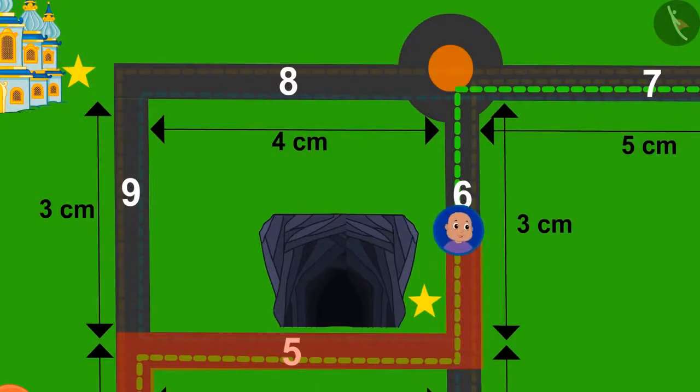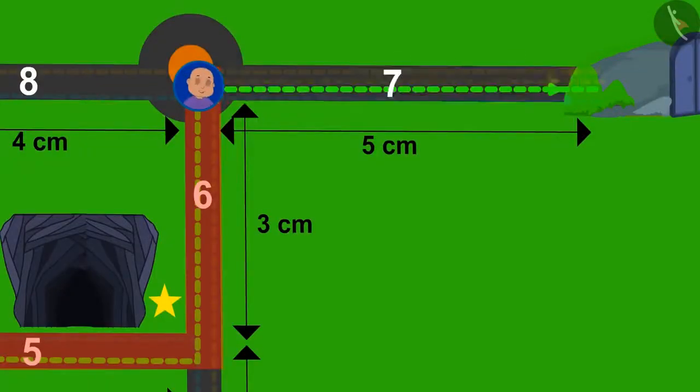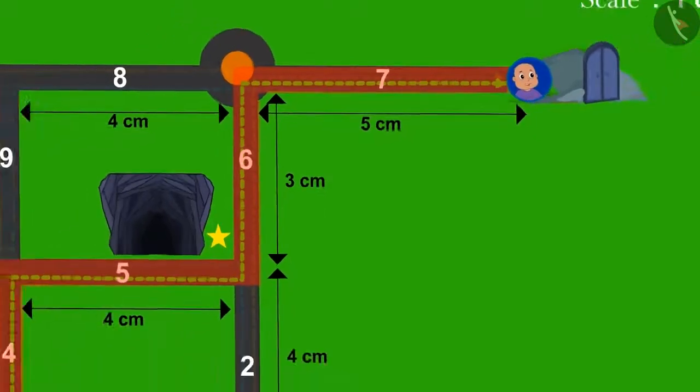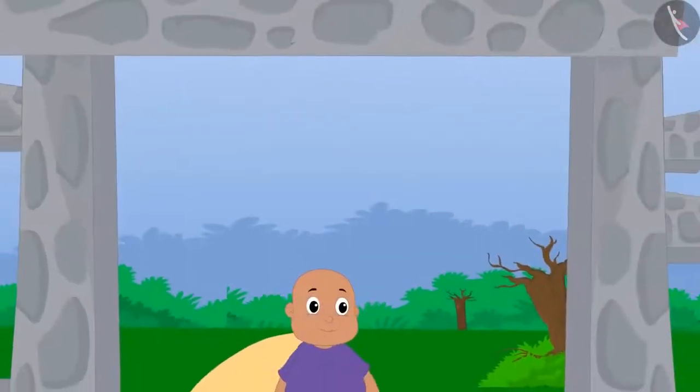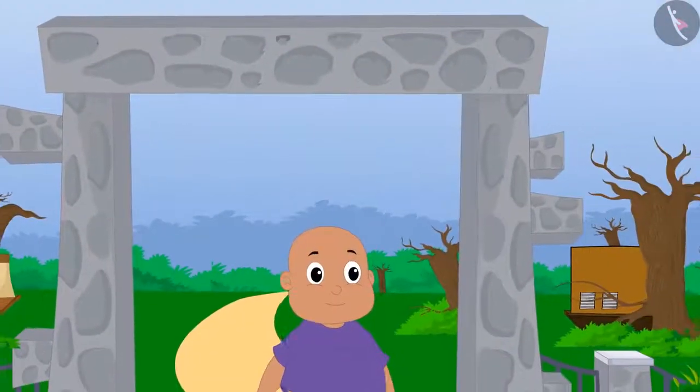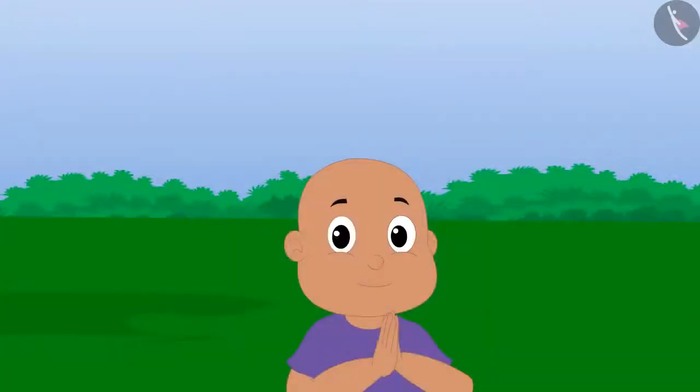Bablu ran fast and crossed road number 6. Now, which road will he take after turning right? Road number 7. Bablu crossed road number 7 from the spot and reached the exit gate. Bablu came out of the gate and regained his strength. Kids, Bablu is thanking you for helping him.